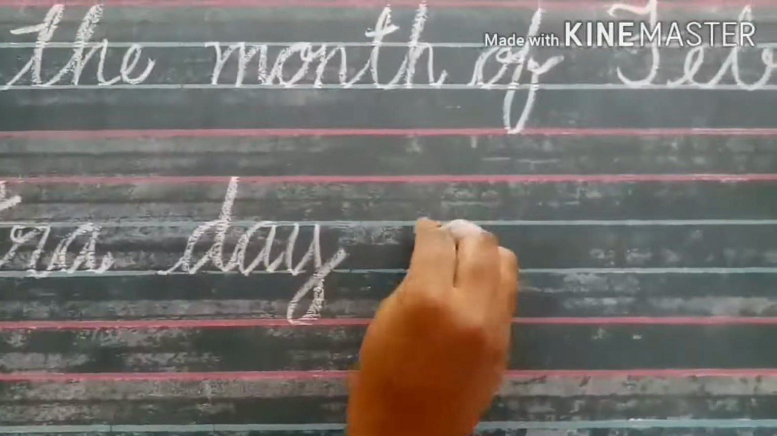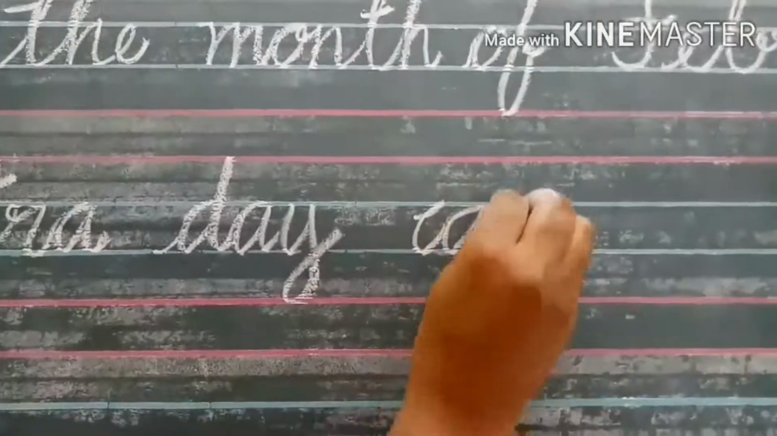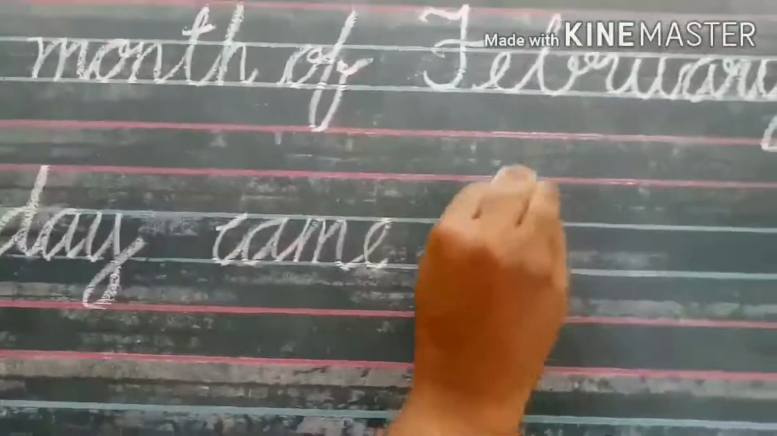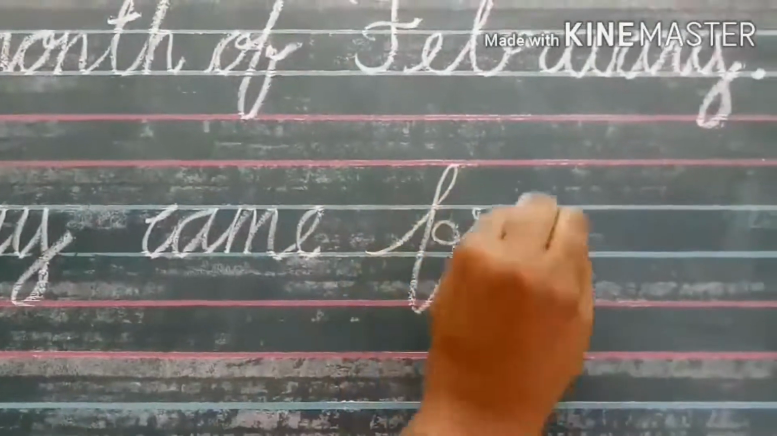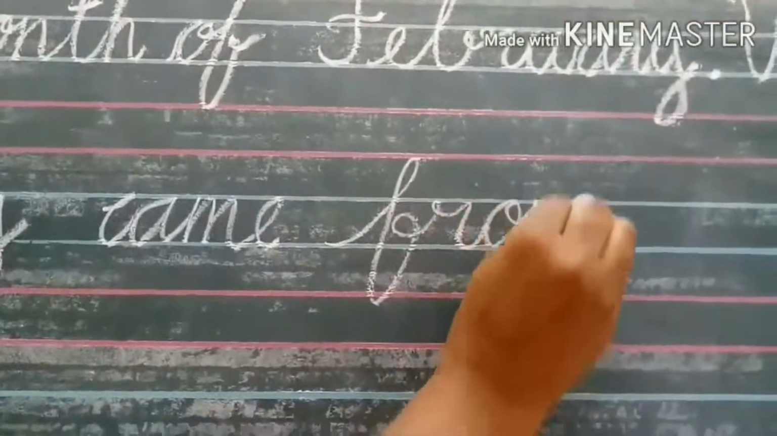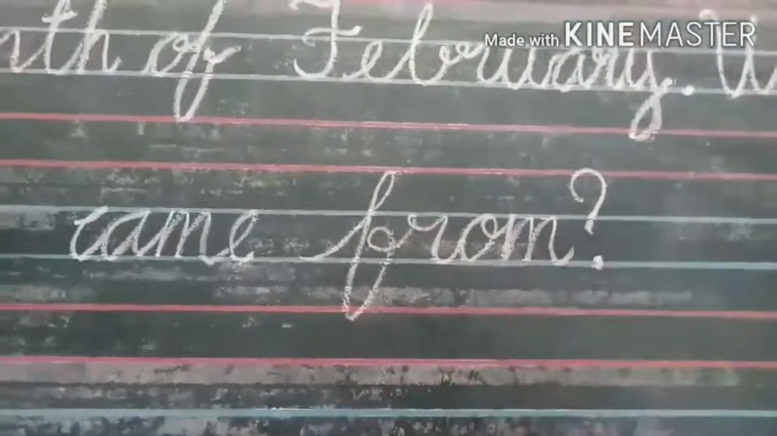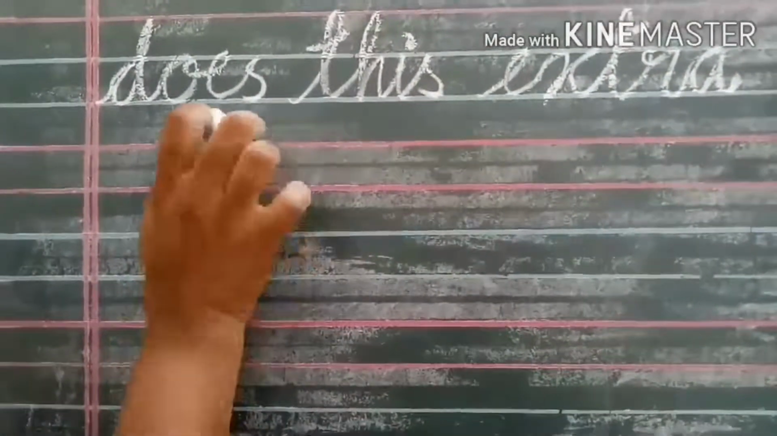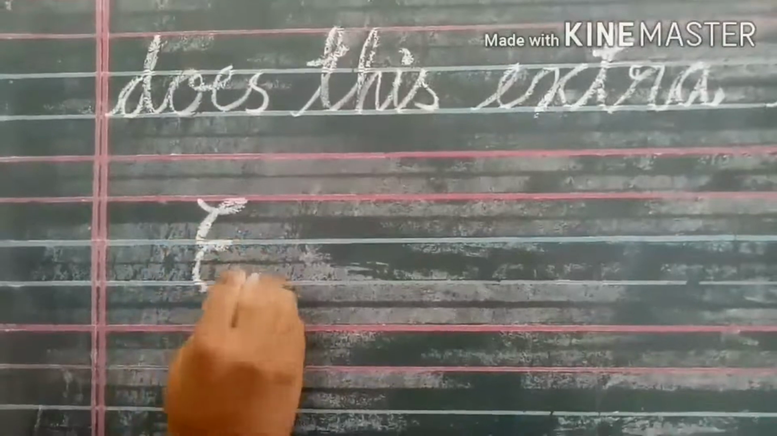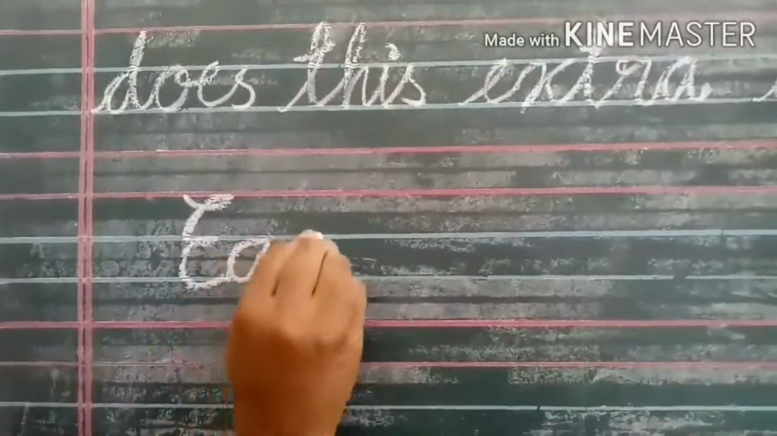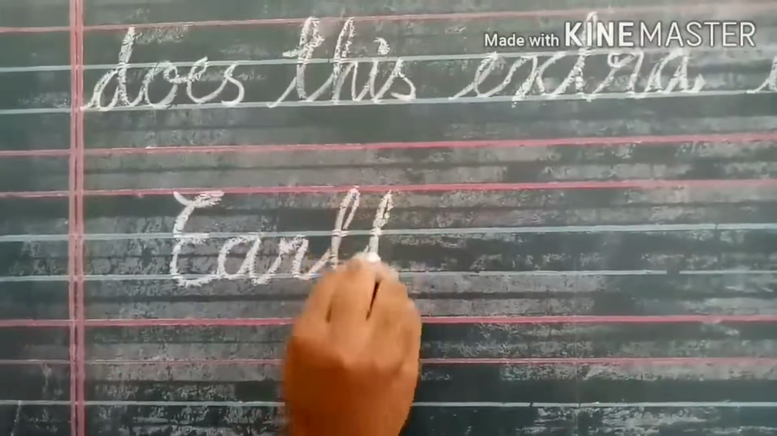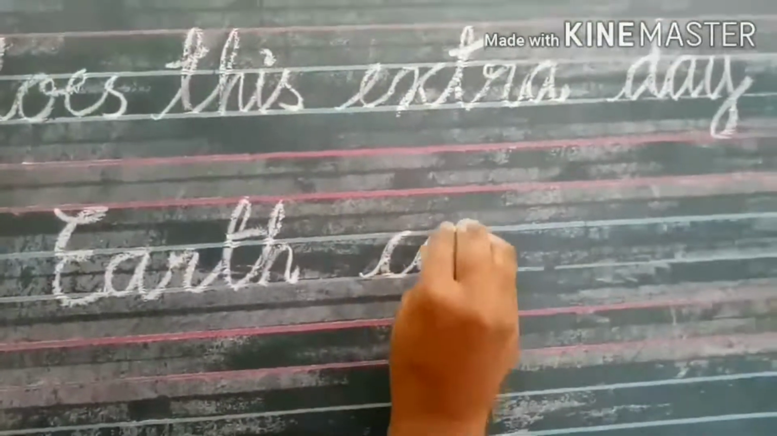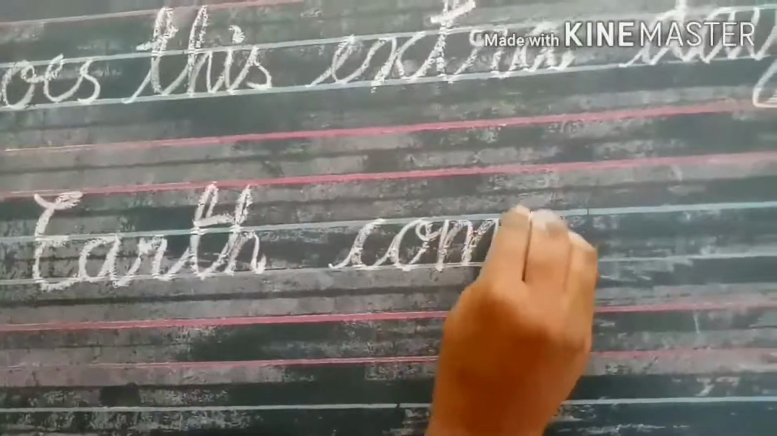Second pattern is, read the clues and unscramble the letters to get the hidden names. Write the names on the blanks given. First one is, it provides light to the earth. Which provides light to the earth? The answer is sun.